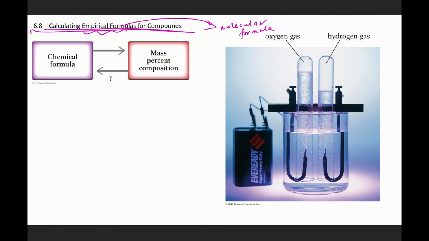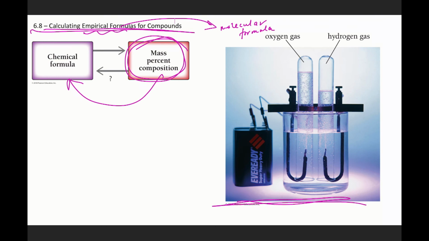And if we think back to sections 6.6 and 6.7, we talked about how to come up with and use mass percent composition. And so it seems that there ought to be a way to go from percent composition to a chemical formula, because in the land of what we do, that's going to be a more common thing.